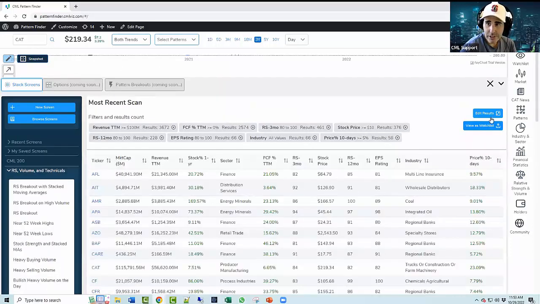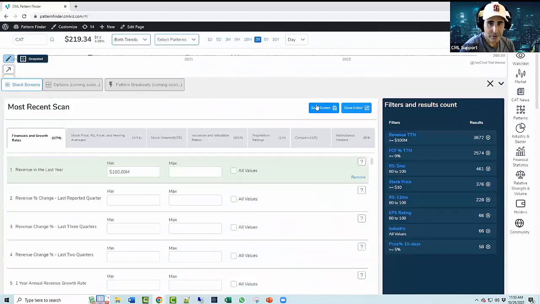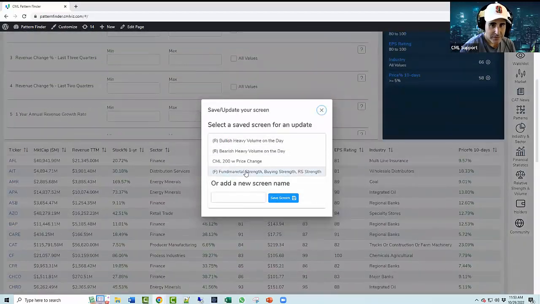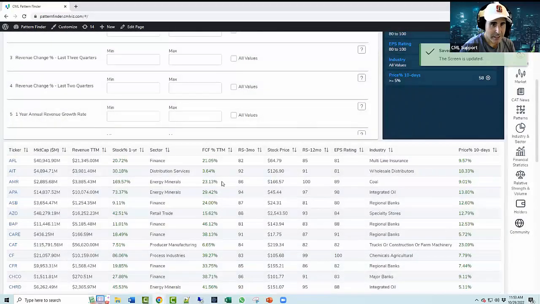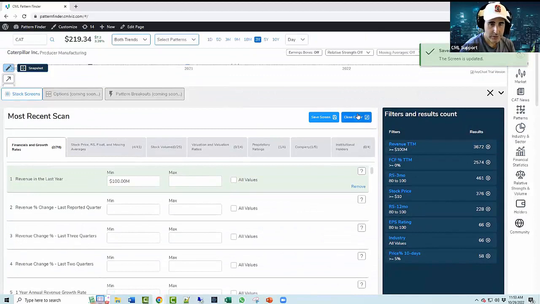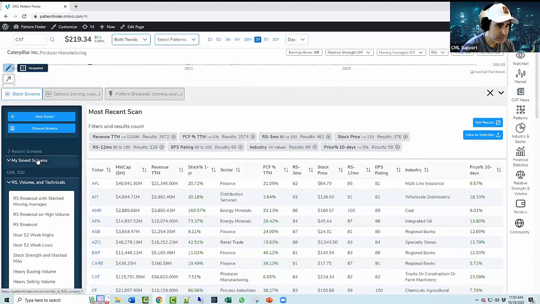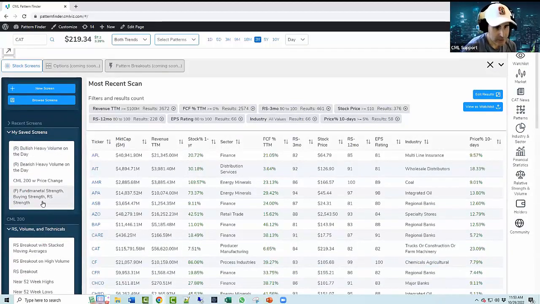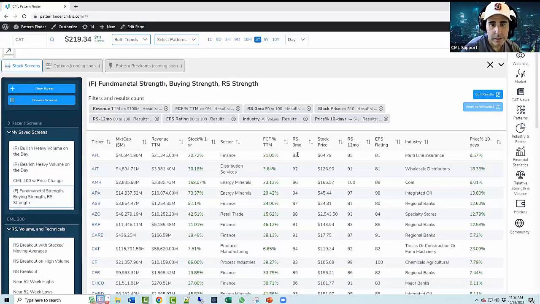The stock trends are still here. I can save these results if I want to, right? If I click edit results and I save the screen and I save it as fundamental strength, blah, blah, blah, save it. Then I'll just close all of this and go to my saved screens. And here it is. I call that fundamental strength, buying strength, and RS strength. And you can go through it.